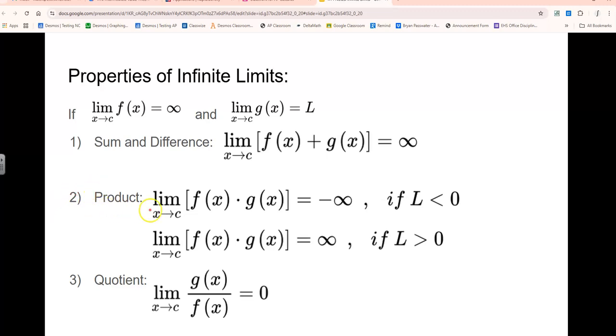For the second property that we have, it's your product property. So if you have a limit where you're multiplying infinity times a value, it depends on the sign of your L. Because if L is less than 0, that means I've got a negative number times infinity. Now that does change infinity, because a negative times positive infinity is going to give you negative infinity. So if your value is negative, you'll get a negative there. But if L is positive, infinity times a positive number is still just infinity there.